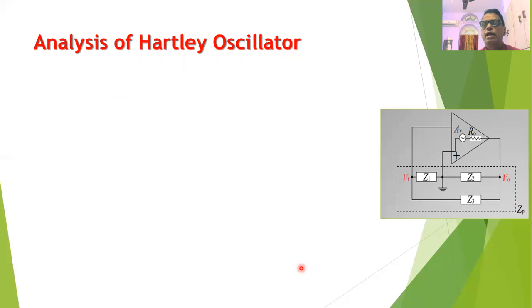It is possible to analyze the circuit of the Hartley oscillator, and by analyzing the circuit, we can obtain the expression for the frequency of oscillations and the condition for oscillations. In order to analyze the circuit, we will simplify the circuit. That is, we will consider the equivalent circuit as shown in this diagram. Suppose the transistor amplifier is replaced by the voltage source AV into VI with output resistance RO. And this is the feedback circuit consisting of the three impedances Z1, Z2 and Z3, and they actually represent the inductors L1, L2 and capacitor C.